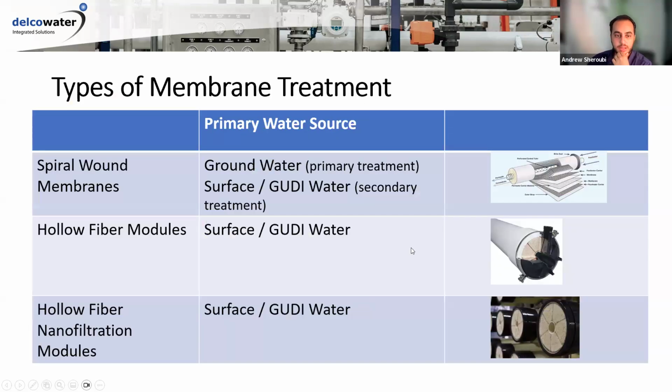Now, here are the three membrane types that I will go over. The first one is called spiral wound membranes, which is what reverse osmosis and nanofiltration membranes fall under. And they're primarily used for groundwater, but they can also be used for surface water application. And I'll dig deep into why here. And then the second category is hollow fiber membranes, which kind of look like this, and they are primarily used for surface water.